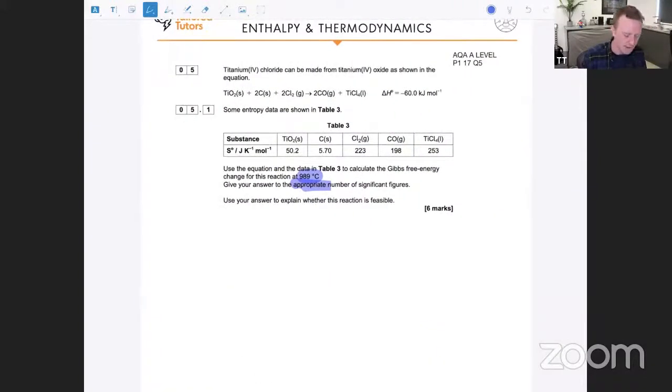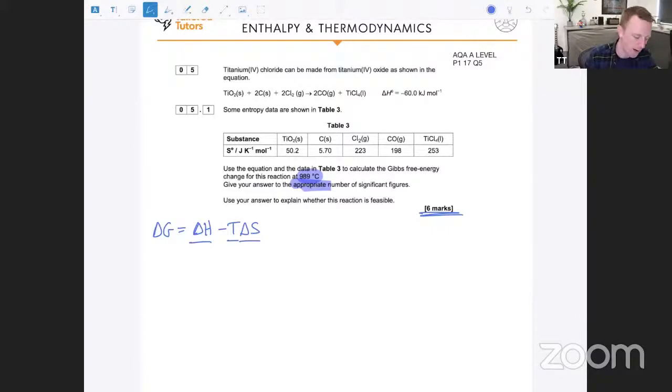With these, there's 6 marks available here. Of course, we've got a whole bunch of information. Now, what's our equation for delta G, guys? That will inform us what information we need. Delta H minus T delta S, beautiful. So what we're looking to do is find out whether this reaction is feasible. We need to find all of these individual things.